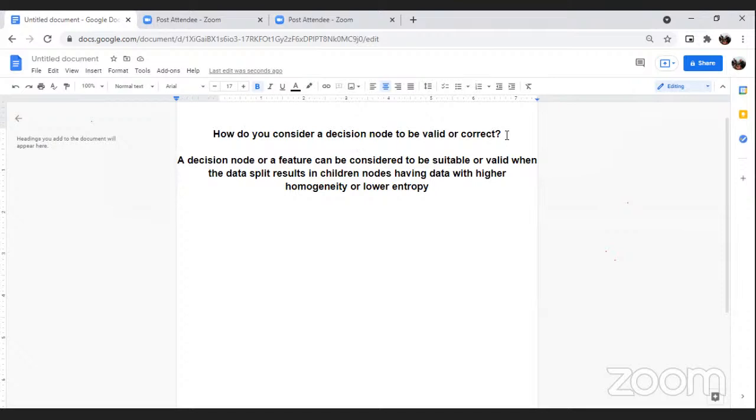Yeah, Neelam, in your answer, I'd like to add another thing: where there is no chance of further classification is also another answer. Yes.